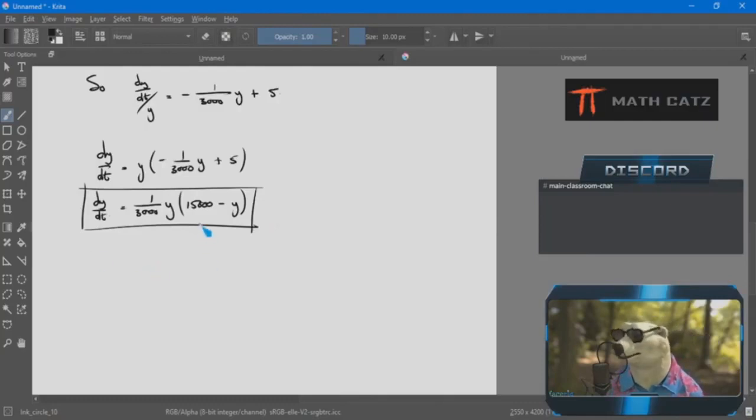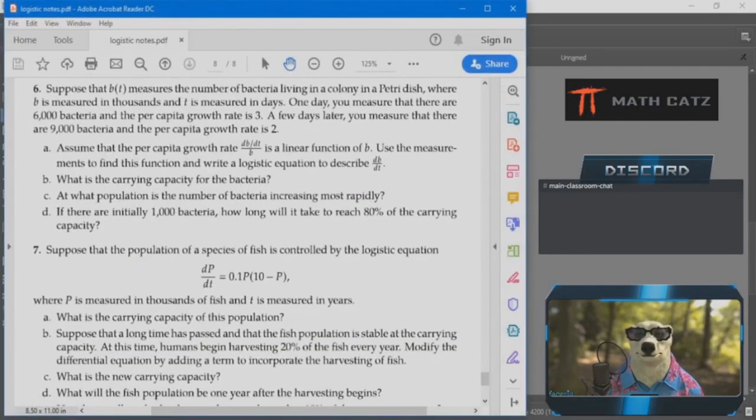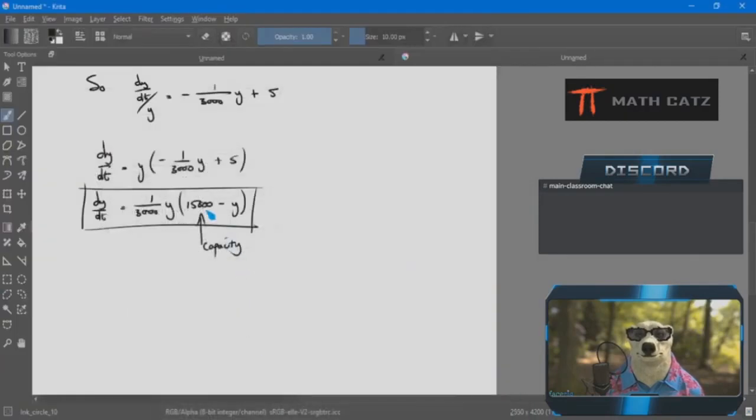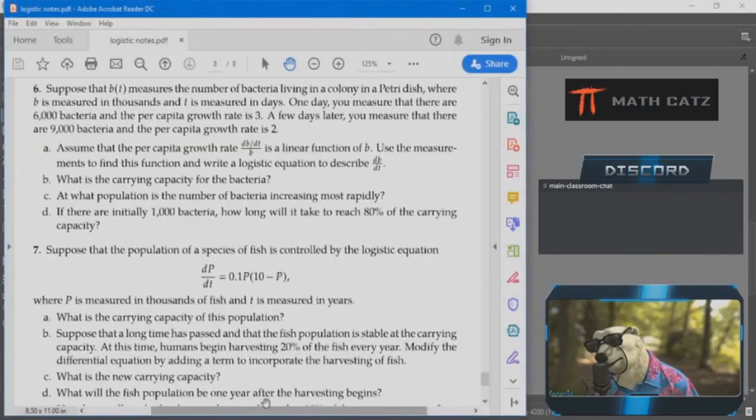All right, and now we can see, oh, there's the capacity for this situation. There's my growth rate, if you want to call it that. And I think they do ask me that, what is the carrying capacity? That's right there, 15,000 for this Petri dish. Then they ask, at what population is the number of bacteria increasing most rapidly?